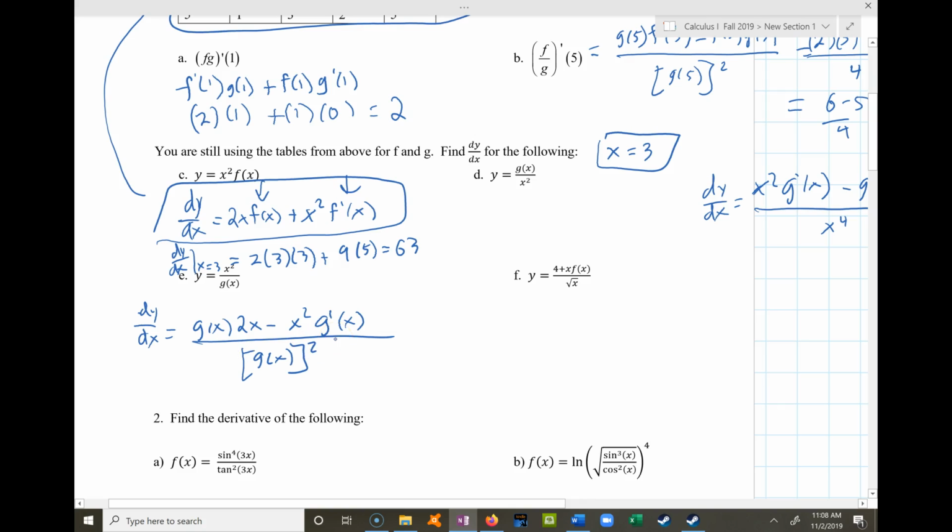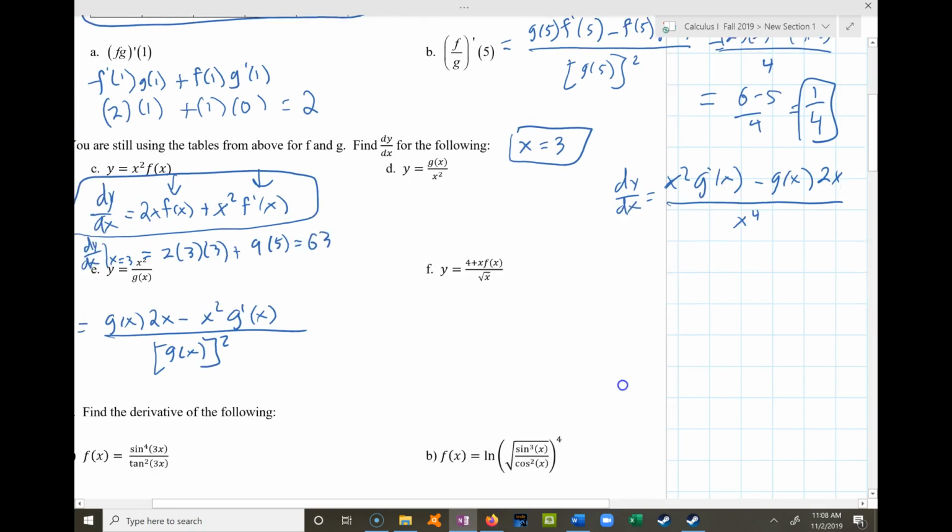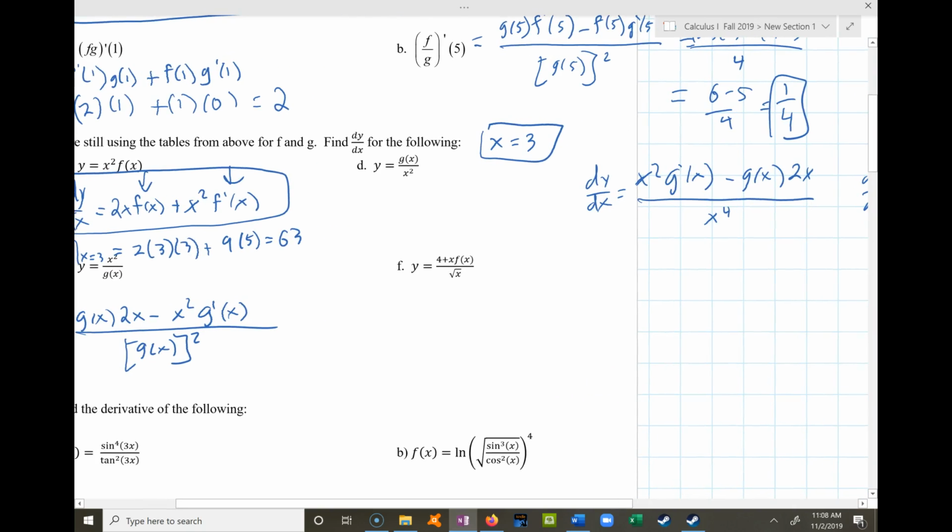And then you could plug 3 in everywhere again. I'm going to move on from that one. This one's kind of a unique one. So what is dy dx?